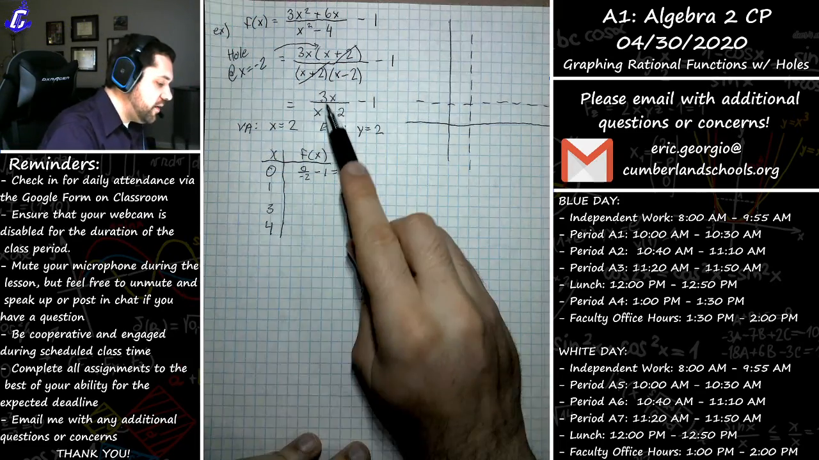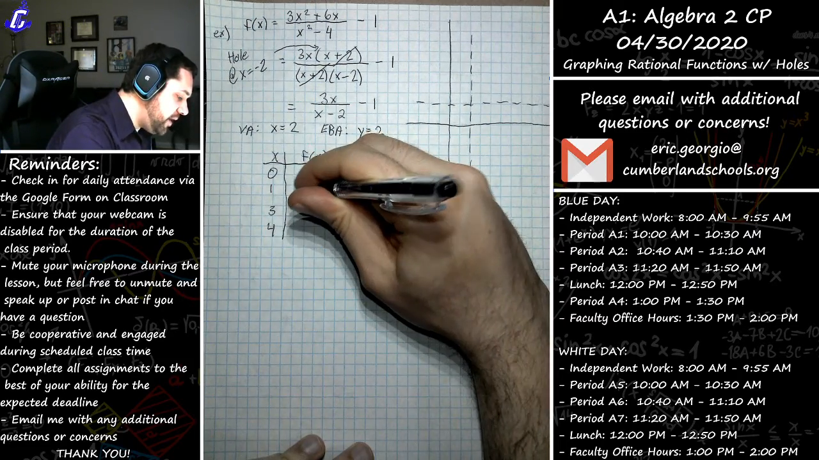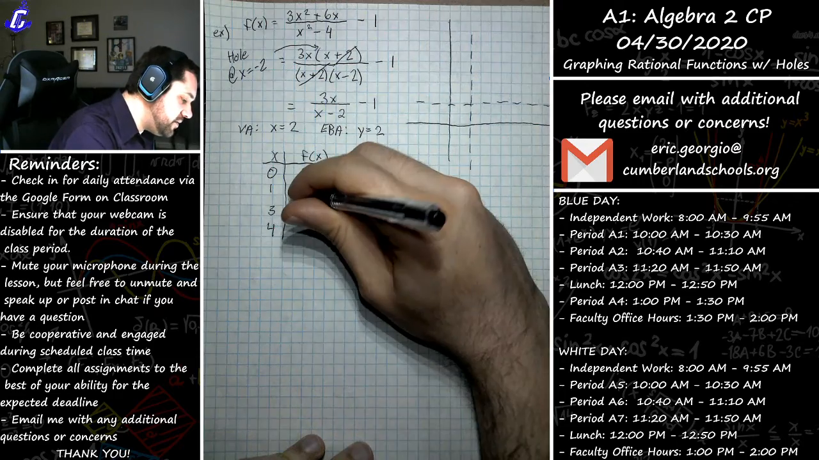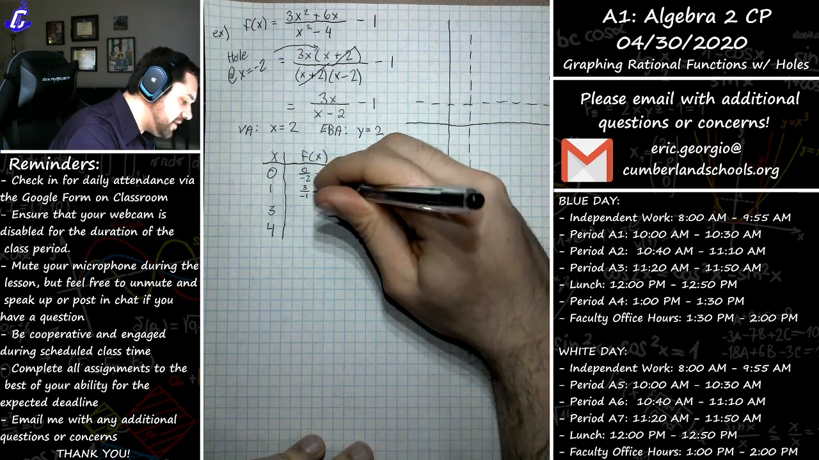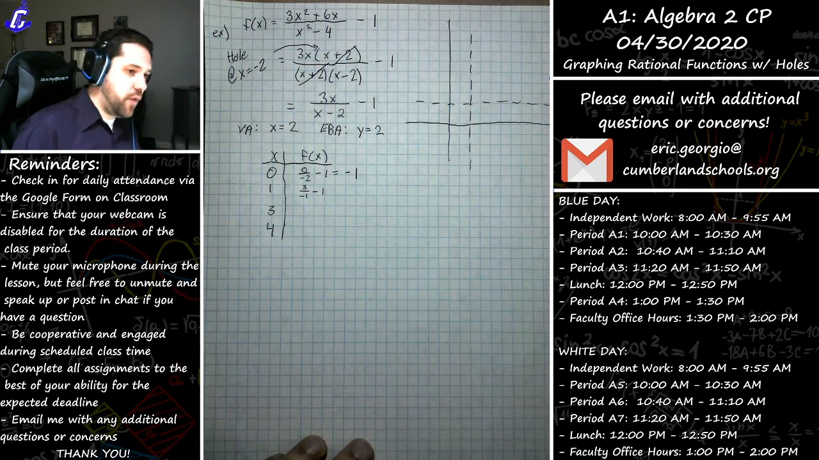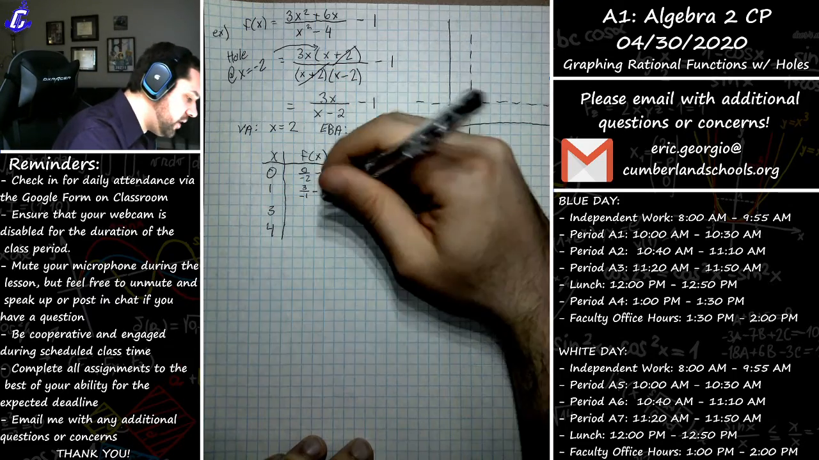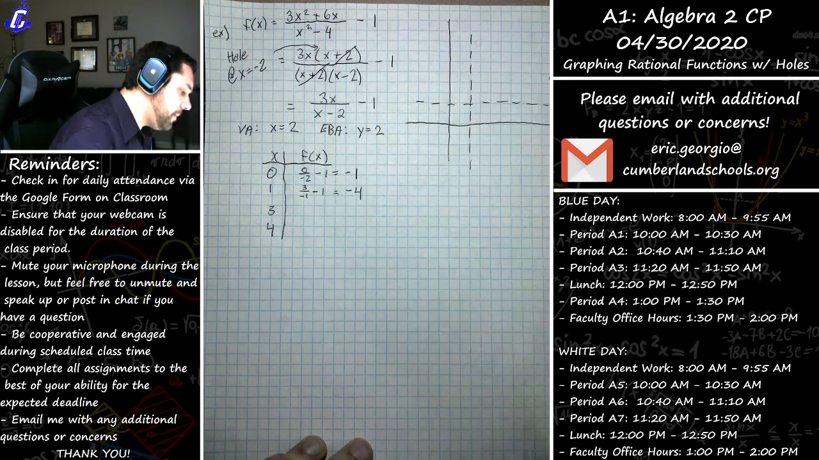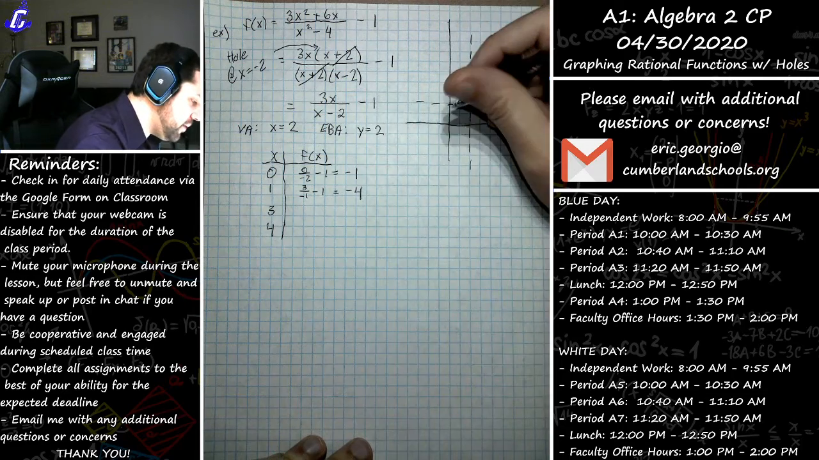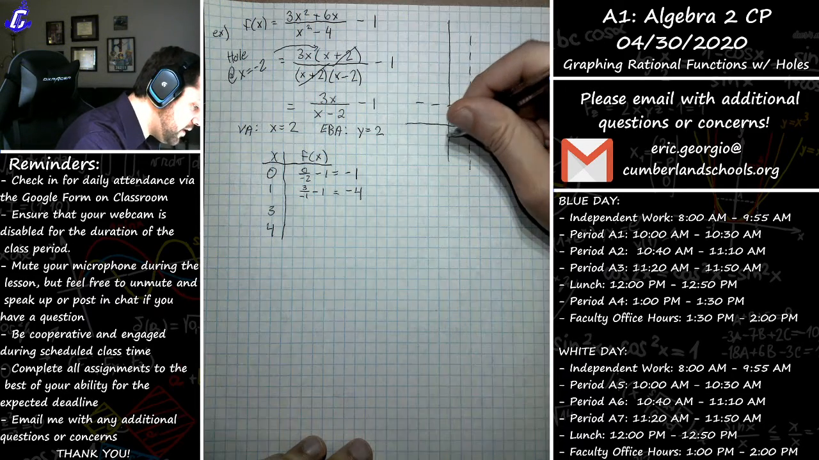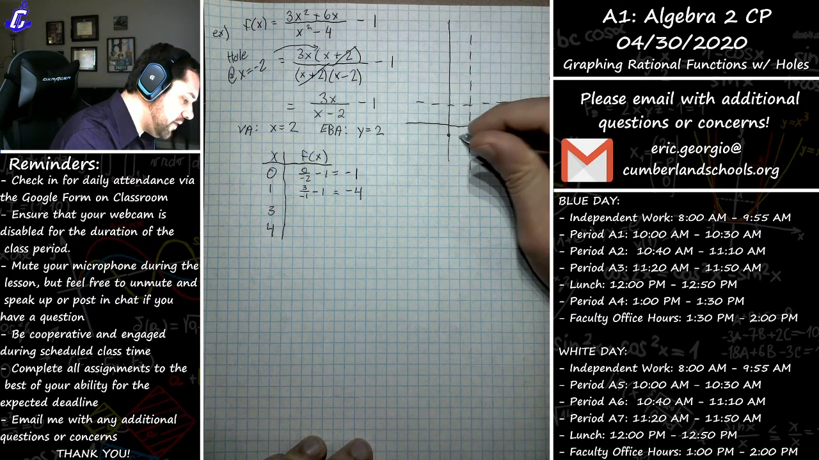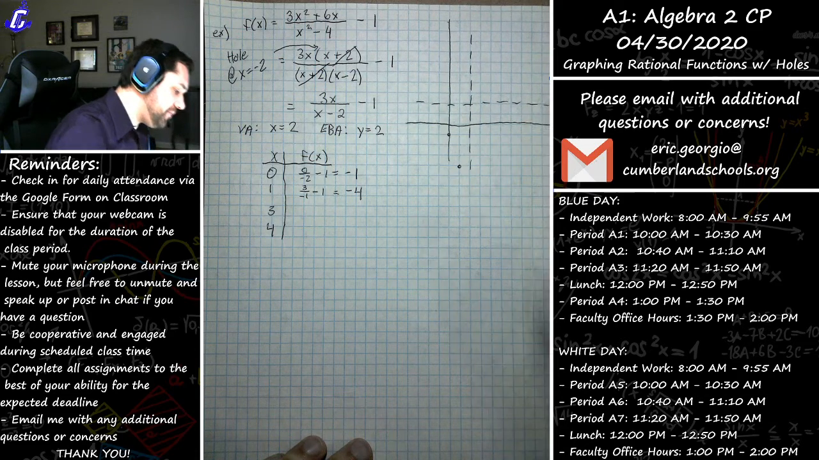1 goes in. In the numerator, 3 times 1 is 3. In the denominator, 1 minus 2, negative 1, minus an additional 1. 3 divided by negative 1 is negative 3, minus 1 is negative 4. Let's go ahead and plot those points. We got 0, negative 1 right here. We have 1, comma, negative 4, 1, 2, 3, 4 right there.